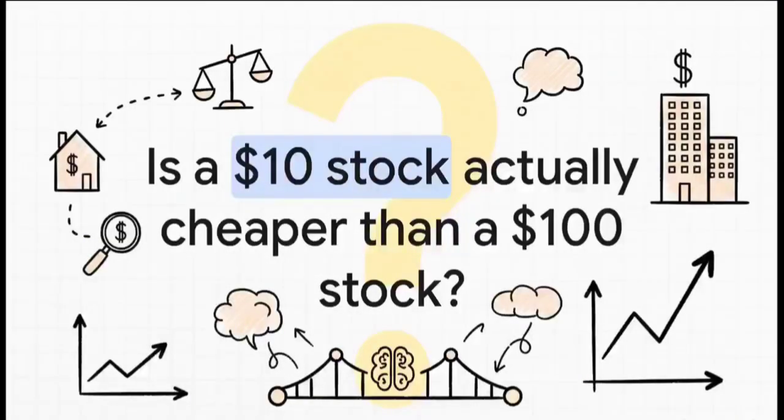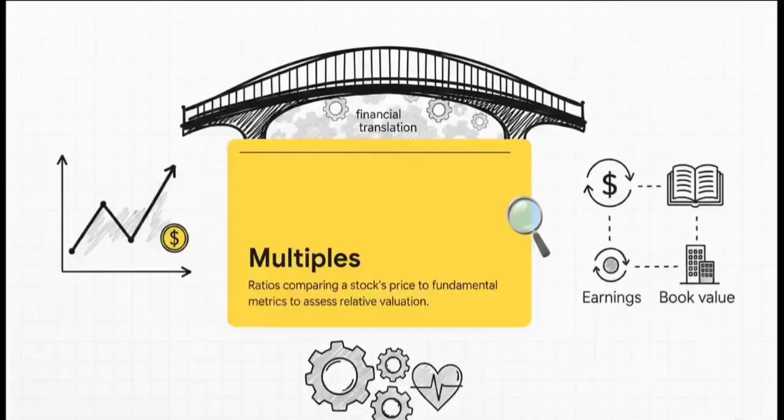Right off the bat, let's look at a really common illusion. Think about it. Is a $10 stock actually cheaper than a $100 stock? Our human intuition just screams yes, obviously. But in the world of finance, a share price just sitting there in isolation is practically meaningless. It literally tells us nothing about the underlying value of the company. To find that out, we're going to need a bridge. And that bridge is what we call a multiple.